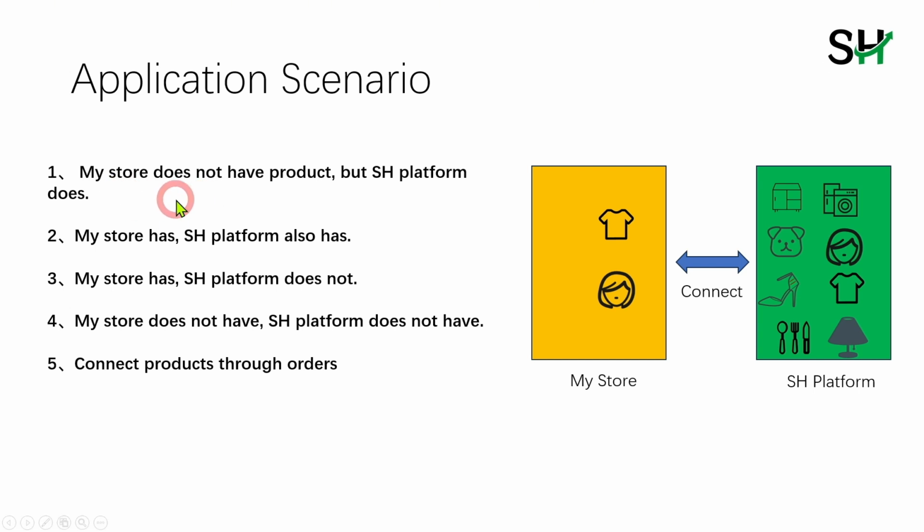So let's demo each of these separately. The first one is the product that you don't have in your store. It's on the Sourcier platform. The second one is available in your store and on Sourcier. The third is available in your store, but not on Sourcier. The fourth is not available in your store, nor is it available on Sourcier. The fifth is to complete the link of the product through the order. Let's demonstrate each of these 5 scenarios.